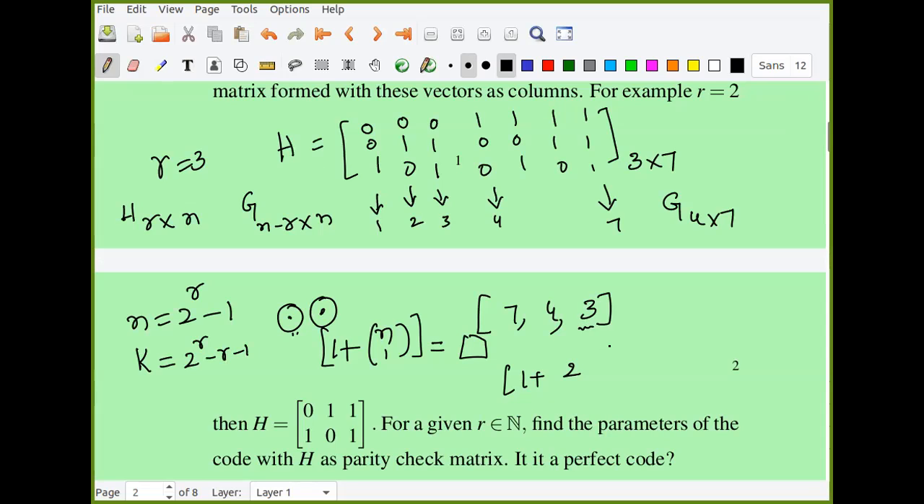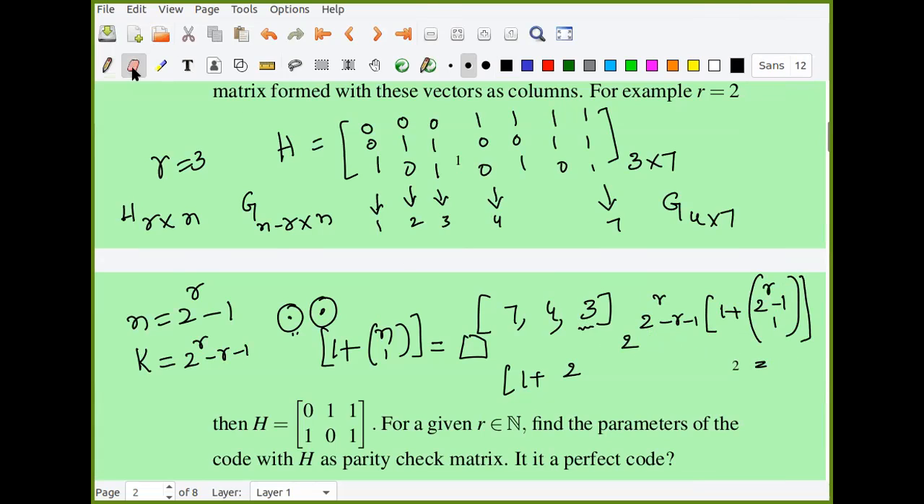So because of that, what happens? We get 2 power k into 1 plus n choose 1, where n is 2 power r minus 1. So this many vectors, it is 2 power this much. So which is equal to what? You will see that it is exactly what we will get.